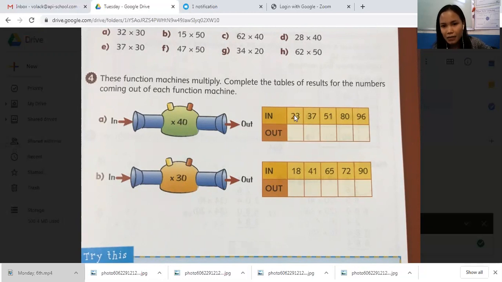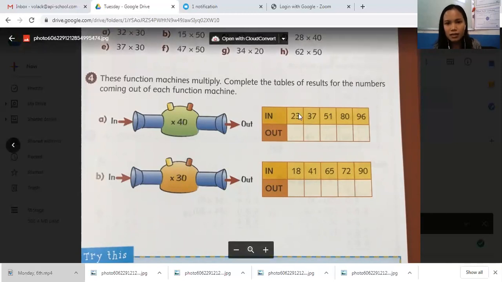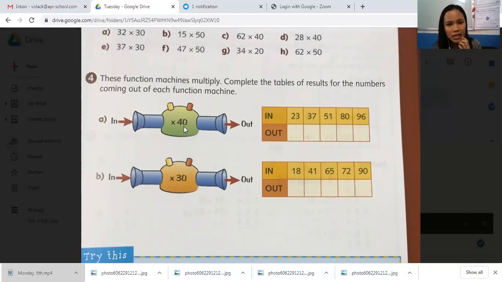So if I have number 23 and I put it in the machine, what number should I times it with? Yes, 40. Because this machine, they make up and write down the number 40. Every number that you put in, you must times it by 40. But if I change this to 30, you must times it by 30. So in here, 23 times 40. And what is the answer? You write it out here. And 37, when you put it in, times it by 40, you write out the answer here.